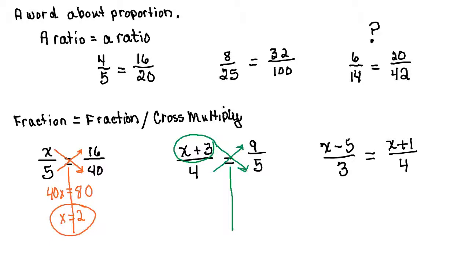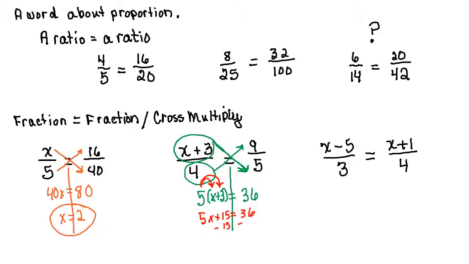But I do this little capturing of the one and hooking it down to the other, which means I get a 5 and it's being multiplied to an x plus 3. And then I'm going to hook the 4 here to the 9, and it's going to give me a 36. And now we can go ahead and solve. We're going to have to distribute before we move on. It's going to give us a 5x plus a 15 equals a 36.